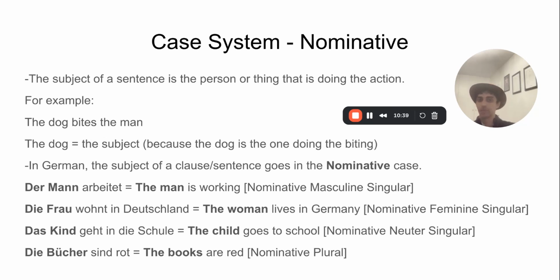The grammatical subject is the person or thing doing the action of the verb in that sentence. Here, for example, the man is doing the working, therefore it's the subject. Who is it that lives in Germany? It's the woman, therefore the woman is the subject of the sentence and should go in the nominative case. That's a useful way to think of it too. And as long as you understand that idea of the subject, understanding when to use the nominative can be more simple.